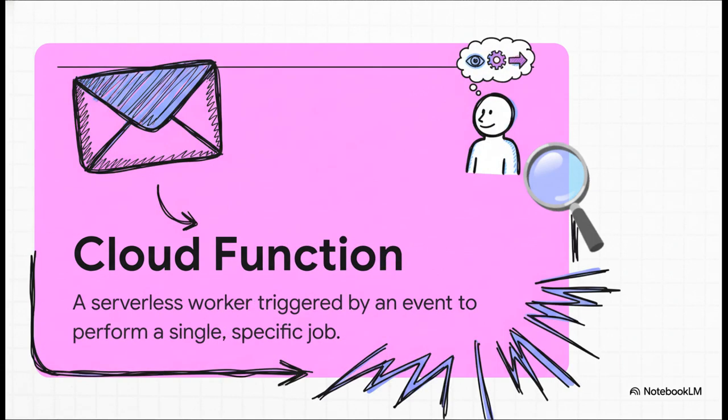Well, that's where a cloud function comes in. If Pub/Sub is the mailroom, the cloud function is like that super specialist worker who gets a ping every single time a certain type of letter arrives. Their one and only job is to open it, read it, and do something with it.